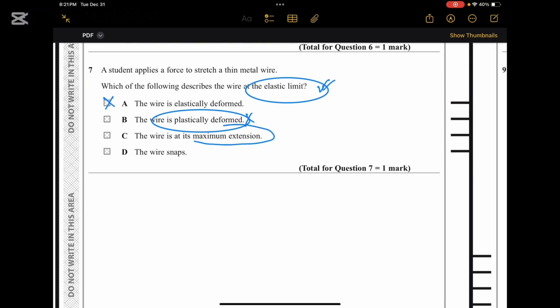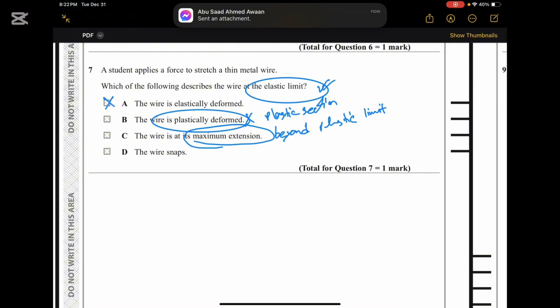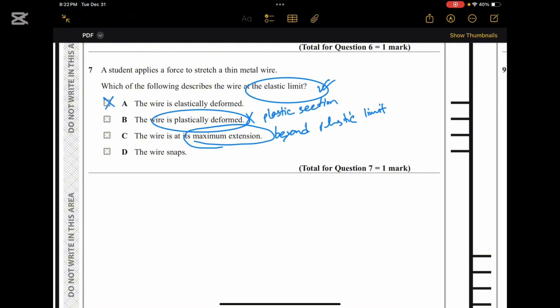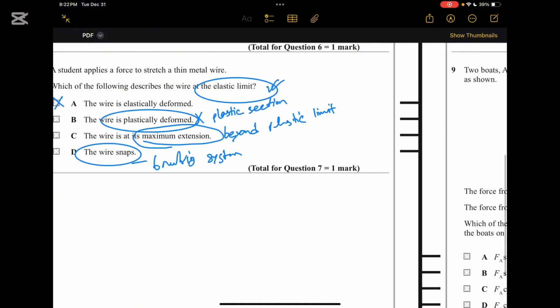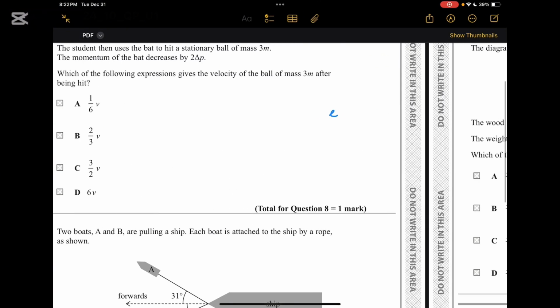And this is given as maximum extension. Maximum extension means beyond the plastic limit. And this is during the plastic section. It happens at the plastic section. And the wire snaps. When does the wire snap? At the breaking point. So this is not our answer as well. Alright, so moving forward to question number 8 right now.